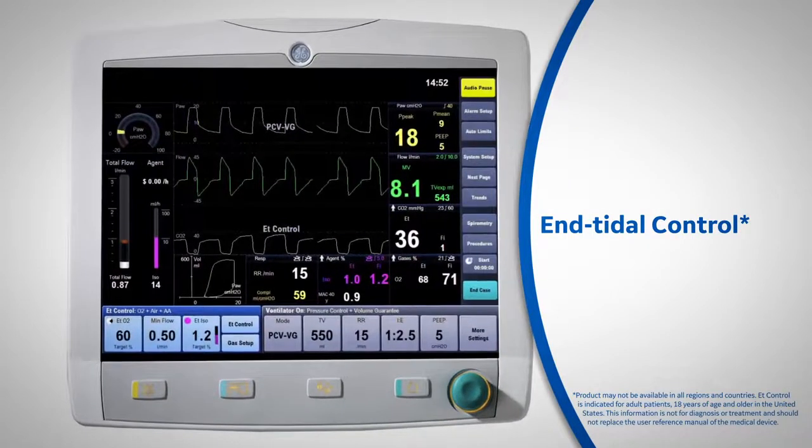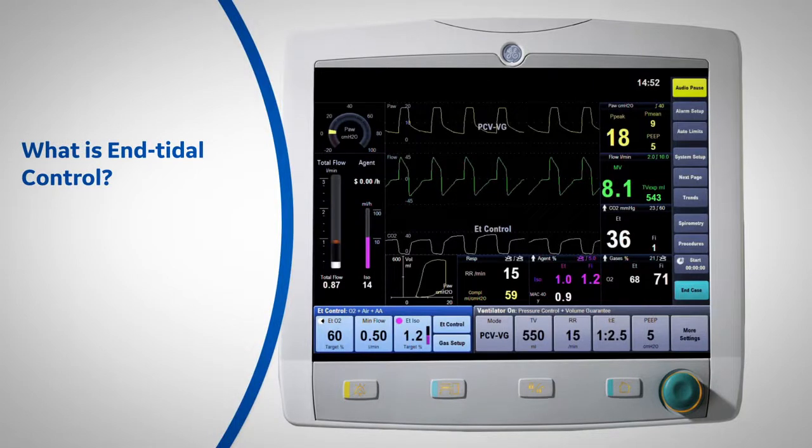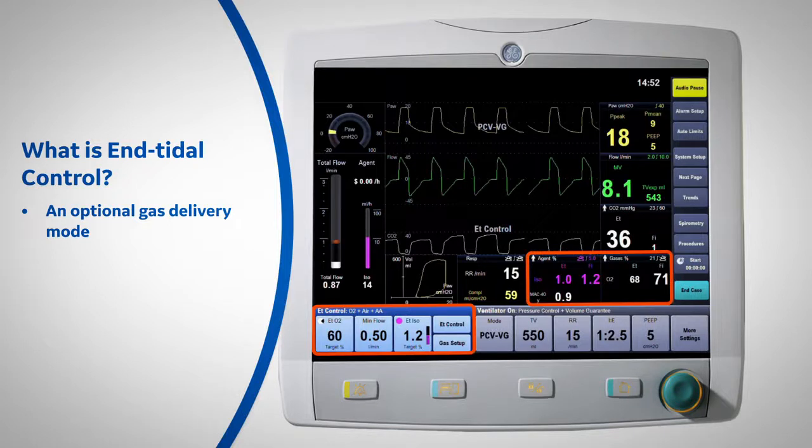This video will discuss the optional end-tidal control software found on GE Healthcare's Aisys CS2 anesthesia delivery system. Let's get started. What is end-tidal control? End-tidal control is an optional gas delivery mode where the clinician sets the target end-tidal oxygen and target anesthetic agent values. The system monitors the end-tidal oxygen and end-tidal anesthetic agent values and adjusts the gas composition and total flow to maintain the set targets.